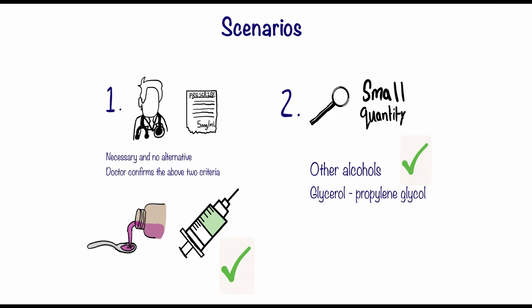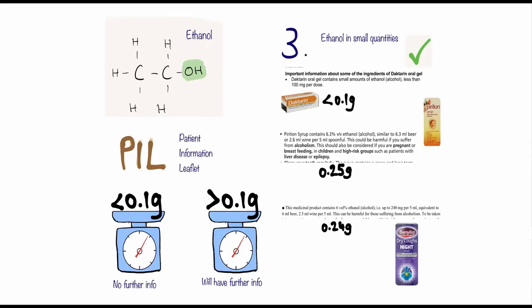These are permissible. All medicines that contain ethanol have a special mention in the Patient Information Leaflet, PIL. If the medicine has ethanol at less than 0.1 grams per dose, it will state this without any further detail. If it has more than 0.1 grams of ethanol, it should state the weight of the ethanol in grams, along with an equivalence to a quantity of beer or wine. Look at the PIL for this information. Ask your pharmacist if you need help with this.